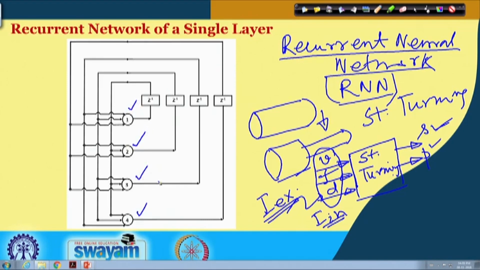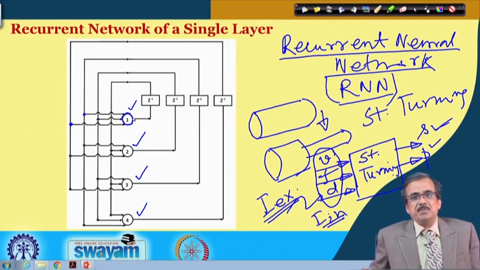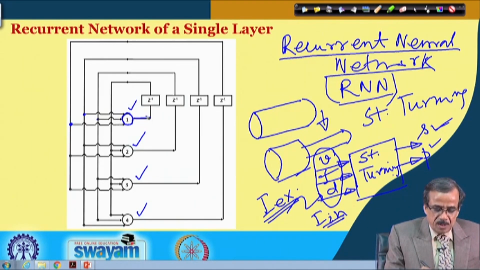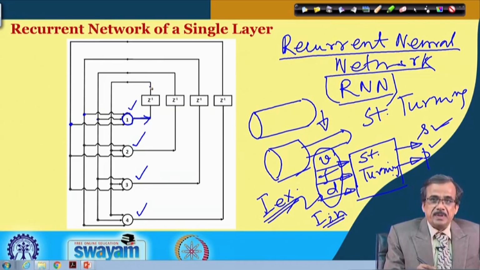Now, what we do is to find out the output of this particular first neuron. The input should come from the second, third and fourth. So the inputs are coming from these three neurons, and we will be getting some output here. Now, this particular output will be fed back.